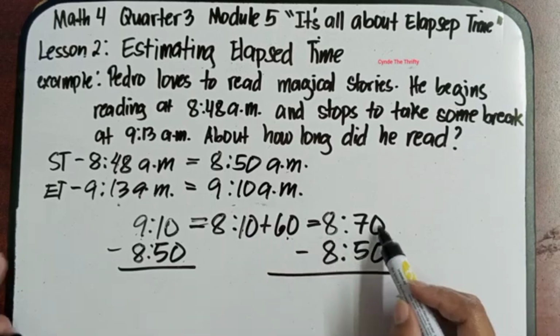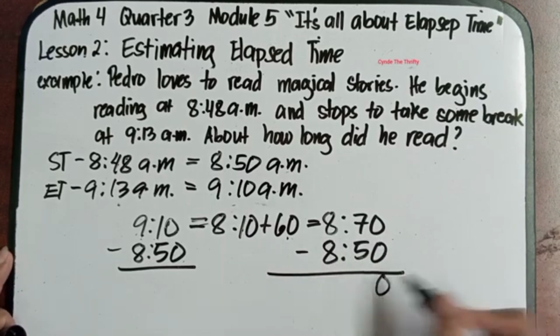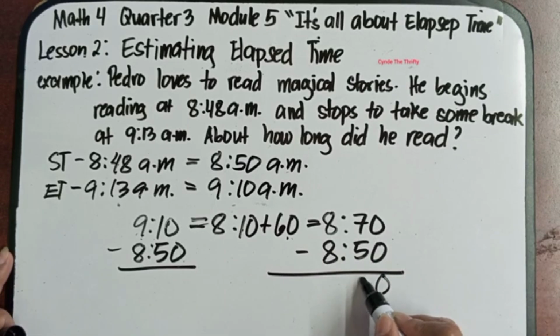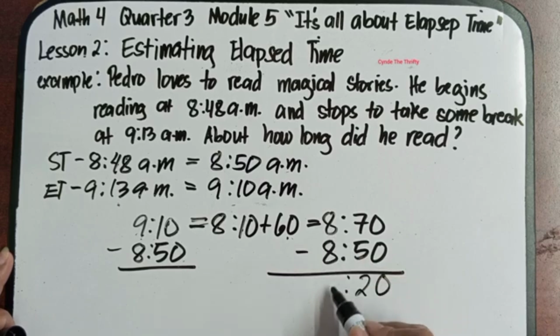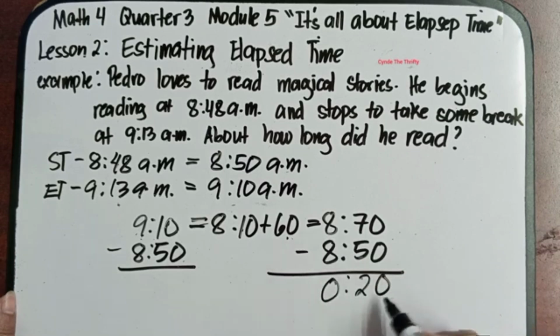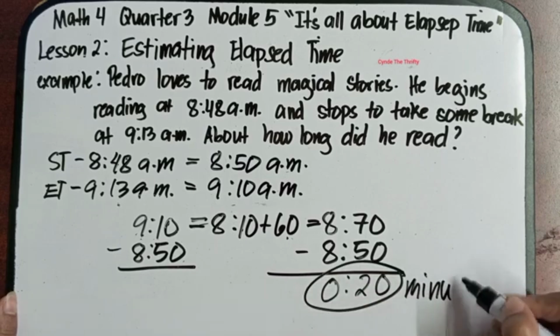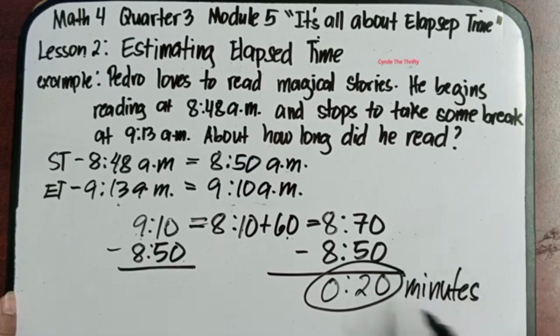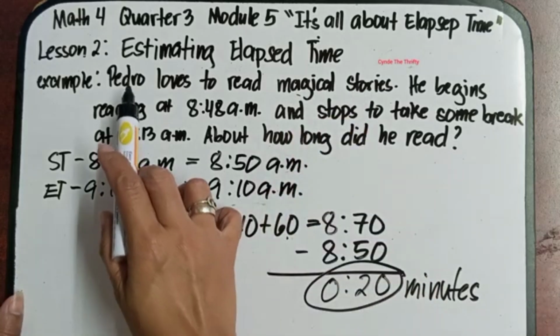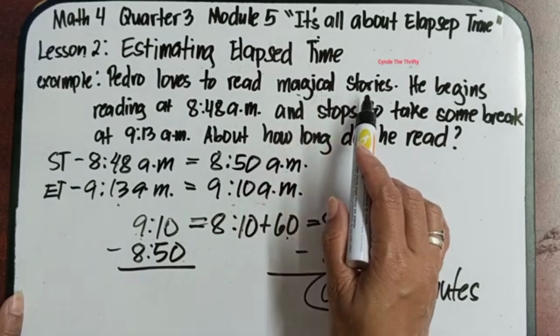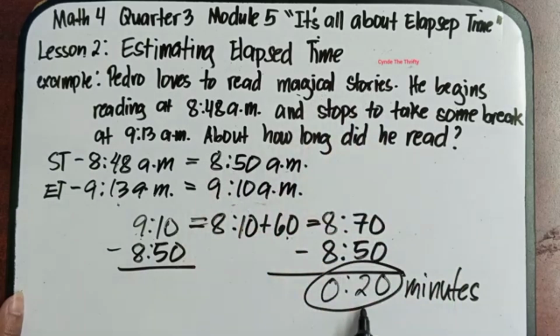So, 0 minus 0 is equal to 0 and then 7 minus 5 is equal to 2. 8 minus 8 is equal to 0. So, ibig sabihin ang ating elapsed time or ang ating estimated elapsed time is 20 minutes na nagbasa si Pedro ng kanyang magical stories. Therefore, Pedro reads his magical stories for about 20 minutes.